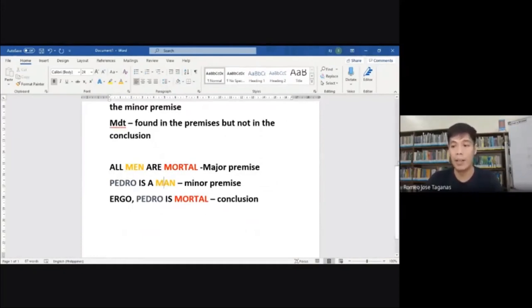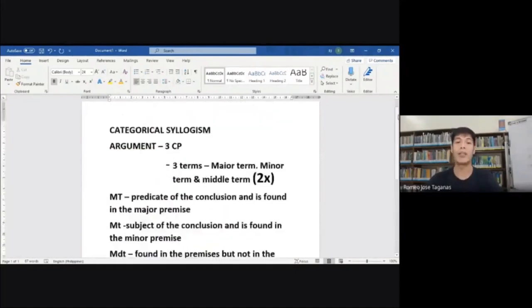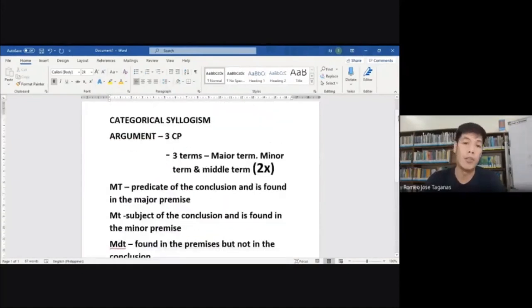Maliwanag? So again, let us define what a categorical syllogism is. A categorical syllogism is an argument consisting of three categorical propositions: the major premise, the minor premise, and the conclusion. It also consists of three categorical terms: the major term, which is the predicate of the conclusion and is found in the major premise; the minor term, which is the subject of the conclusion and is found in the minor premise; and the middle term, which is found in two premises but not in the conclusion, each appearing twice.